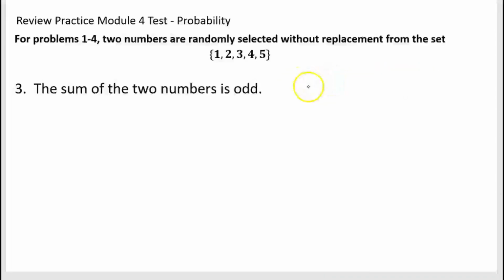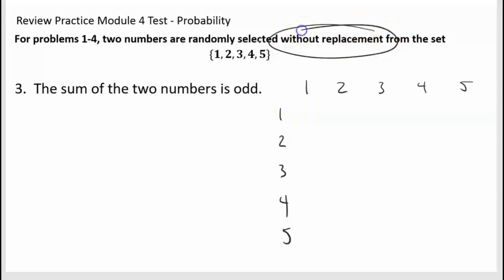So consider across the top, you have choices of 1, 2, 3, 4, and 5. And then down the side for your second choice. Like that, right? And you could have a 1 plus 1, which is 2. But can you get a 1 and a 1? Notice it says without replacement. So 1, 1 is not an option, but 1 plus 2 is 3. I'm going to go ahead and put the sum there. 1 plus 3 is 4. 1 plus 4 is 5, and 1 plus 5 is 6.